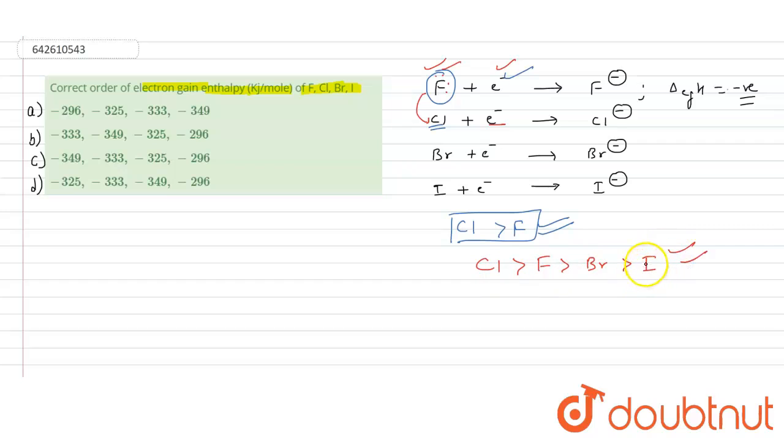Since it is not an electronegative element, the energy released from here will be less. The more energy is released from chlorine. So let's check the options.